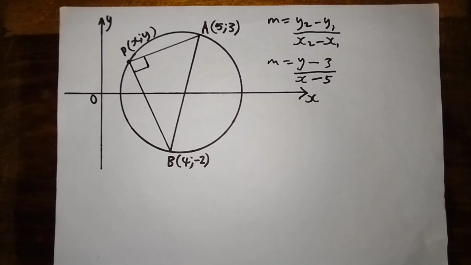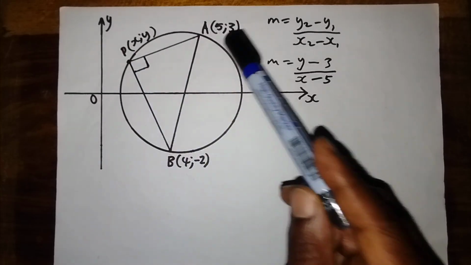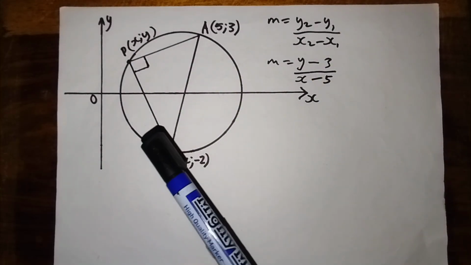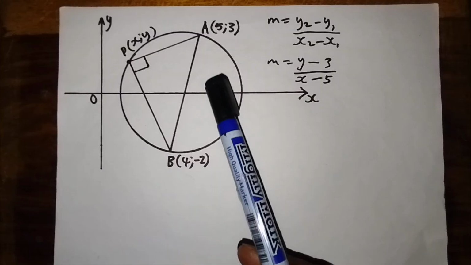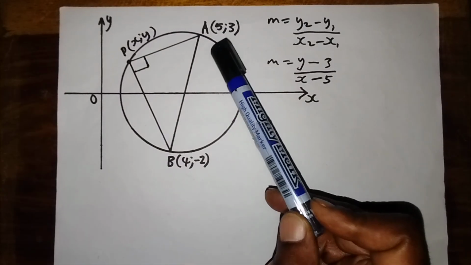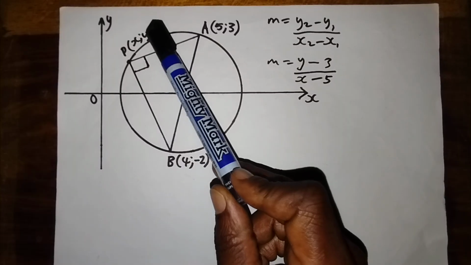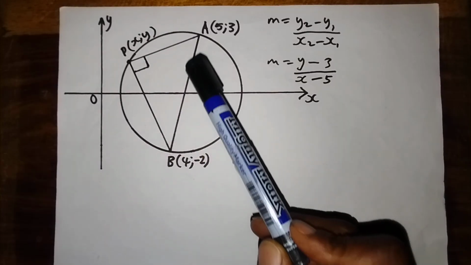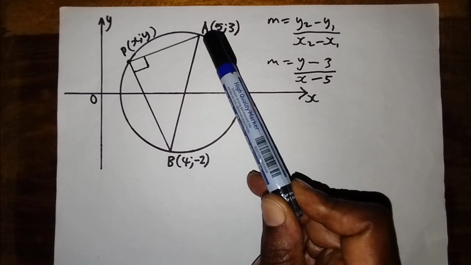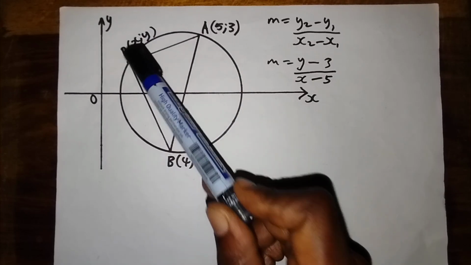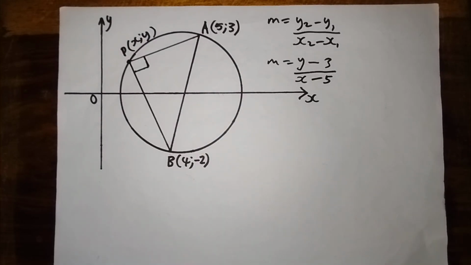Okay, before you go any further, let me mention something which is key to remember here. It doesn't matter in which order you take these coordinates and substitute them in this equation. I can choose this 3 here, this y coordinate at A, as my y2, and this y here as my y1, and this x coordinate here, which is 5, is x2, and this one is x1.